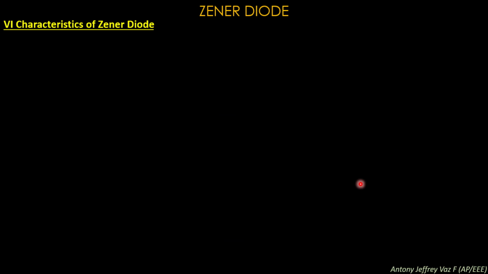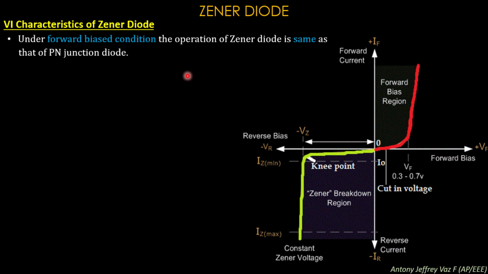VI characteristics of Zener diode. Under forward biased condition, the operation of a Zener diode is the same as that of a PN junction diode. So, when you consider a PN junction diode and a Zener diode, the forward bias region will be the same. That is, the cut-in voltage is 0.7 volt for silicon and 0.3 volt for germanium. When you move to the reverse bias condition, things will change.